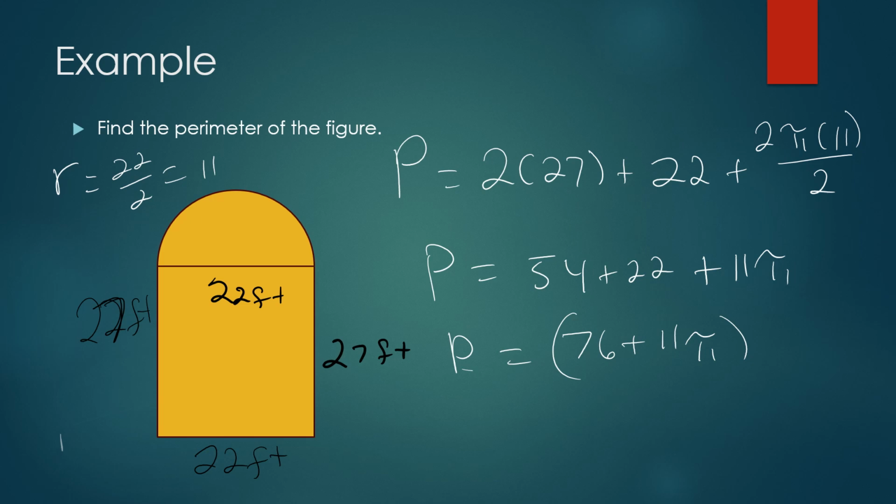If I wanted an exact answer, I would be done. Usually when you have compound figures though, you want to have the approximate answer. So we're going to go ahead and approximate this by calculating pi as 3.14. So 76 plus 11 times 3.14 will give us 110.54 feet. There we have it. Let's practice one more example.